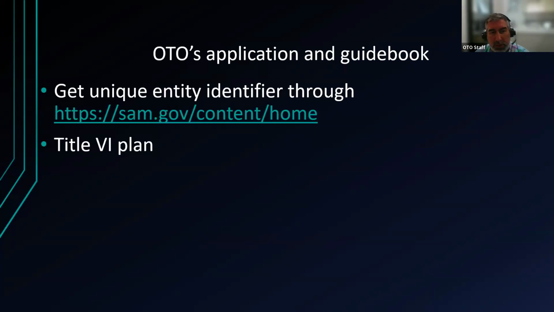Title VI plan: there's a requirement that you don't discriminate on race, color, or national origin, and you have to have a plan for that in place. You don't have to have the plan when you apply for the funding, but you would need to have a plan before we order the vehicle, so before we sign a contract with that agency. There are templates we have available to make a plan, and feel free to reach out to me. I'm glad to help with it.